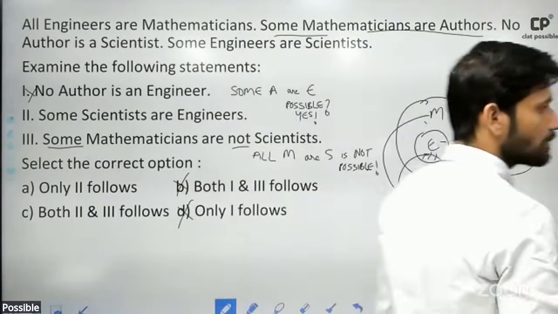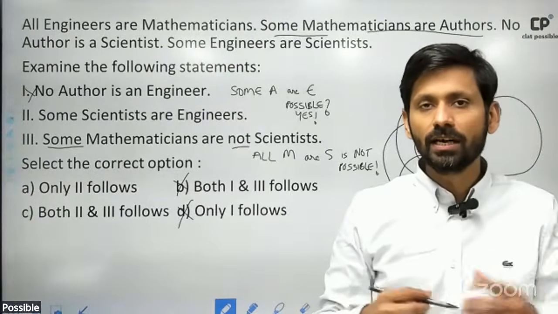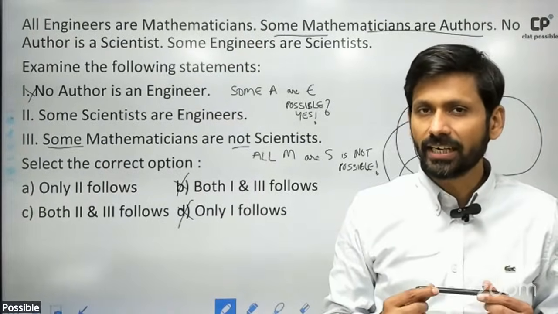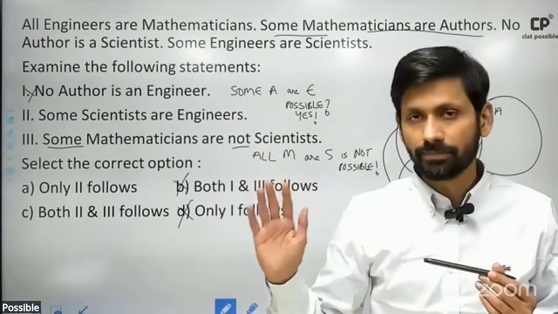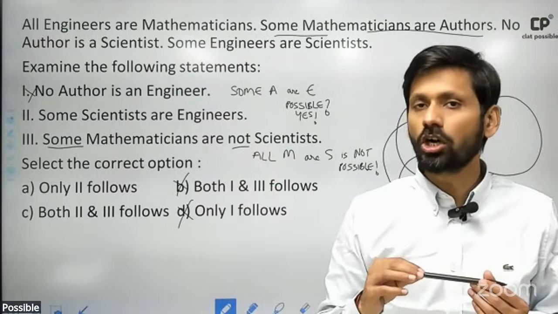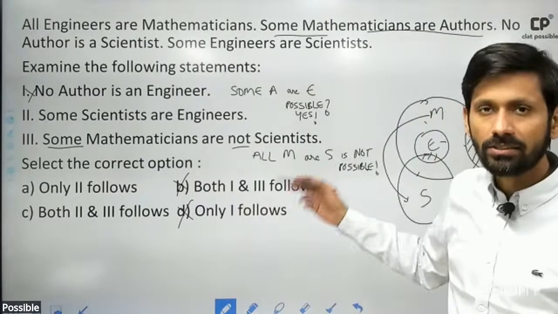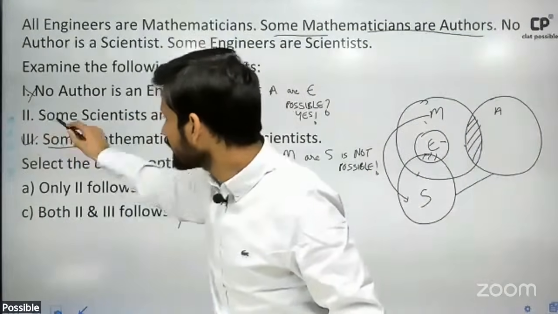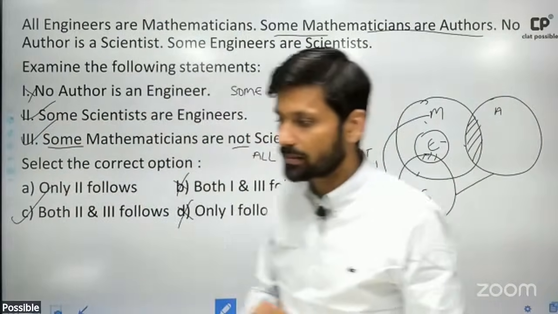Is not possible. So it's like saying, again going to that analogy, अगर हमने बोला not hot के लिए check कर रहे हैं, the pen is not hot, और हमें पता है hot possible ही नहीं है, opposite, तो not hot definitely true. So some mathematicians are not scientists, definitely true. So 3 is correct, 2 is correct, and option C is therefore correct.